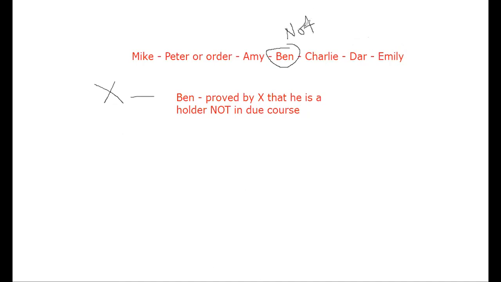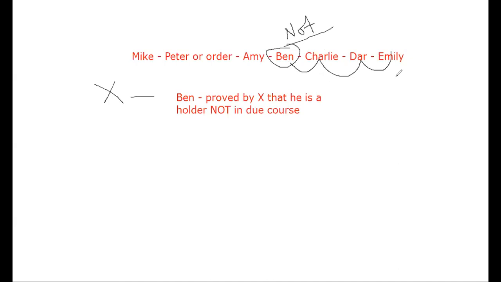After it was shown that Ben is a holder not in due course, he thereafter negotiated that instrument to Charlie, Charlie to Dar, Dar to Emily. Nauna na na-prove na si Ben ay holder not in due course before he actually negotiated that instrument to Charlie, Dar, and Emily.